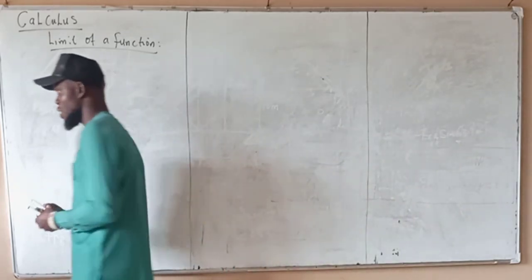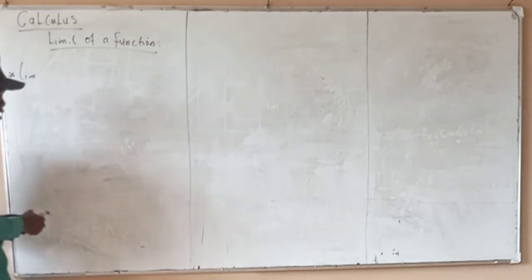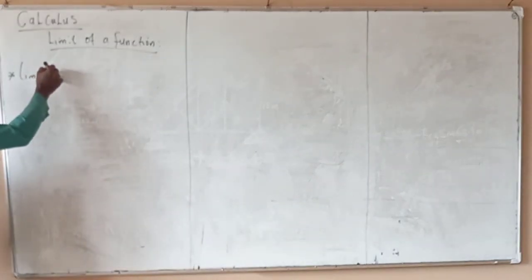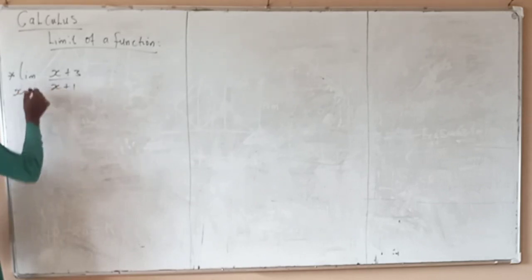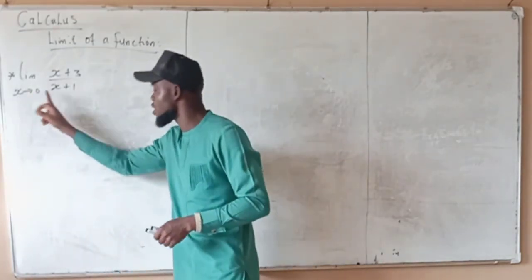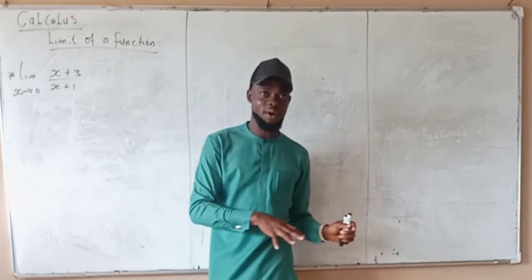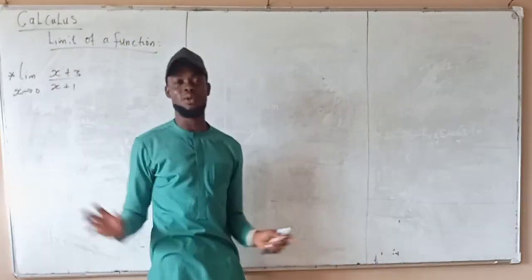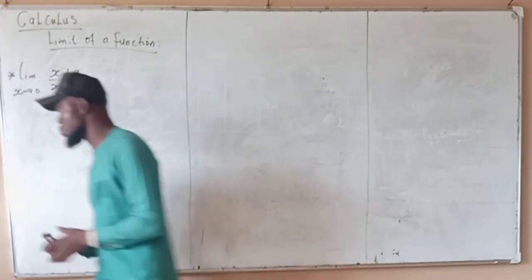Now, let's say we have a question. Limit questions are always in the form where either we write lim or we just say limit of the function, let's say x plus 3 over x plus 1 as x approaches 0. Limit of the function x plus 3 over x plus 1 as x approaches 0. Remember, we have done the topic limit before, and this is just revision, a summary of the whole topic.